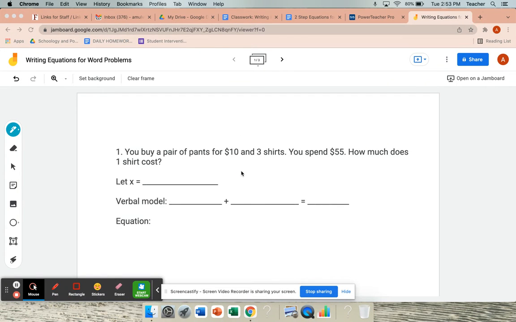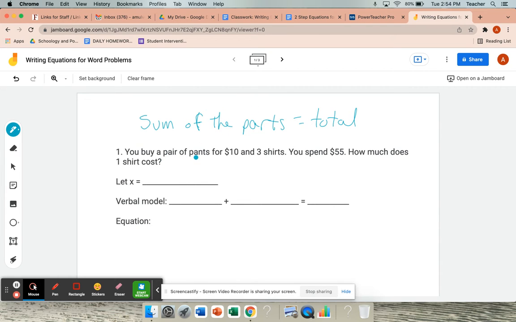Writing equations to solve word problems. So when we have a word problem where you want to write an equation, we're going to have the format of the sum of the parts equals the total. So if we add up the different things, that should equal the total. Sum means adding.